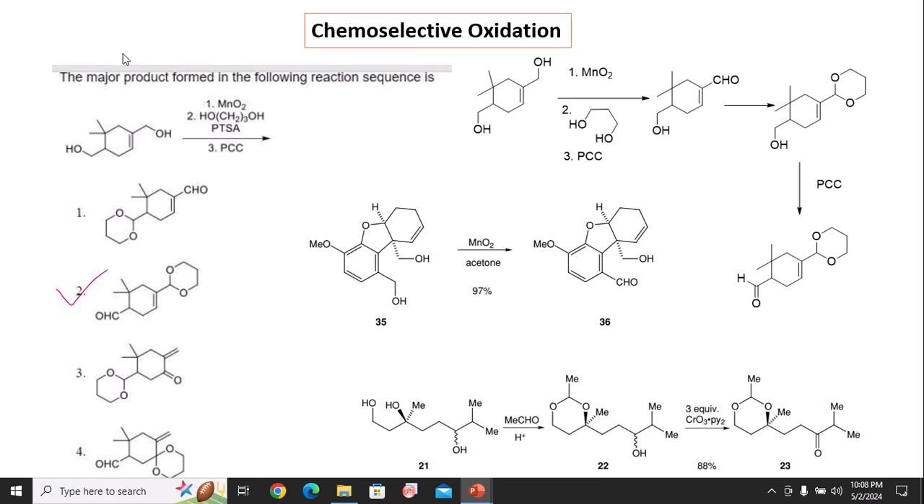First problem is the major product formed in the following reaction sequence. This is the chemoselective oxidation of the different types of alcohol. One is the allylic alcohol, another is the non-allylic alcohol.